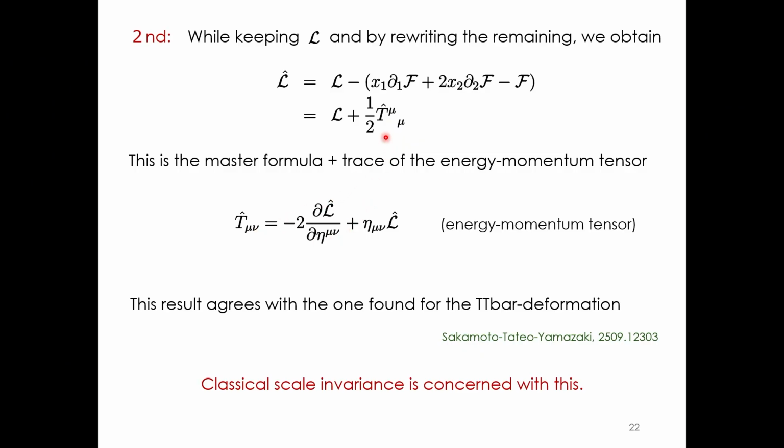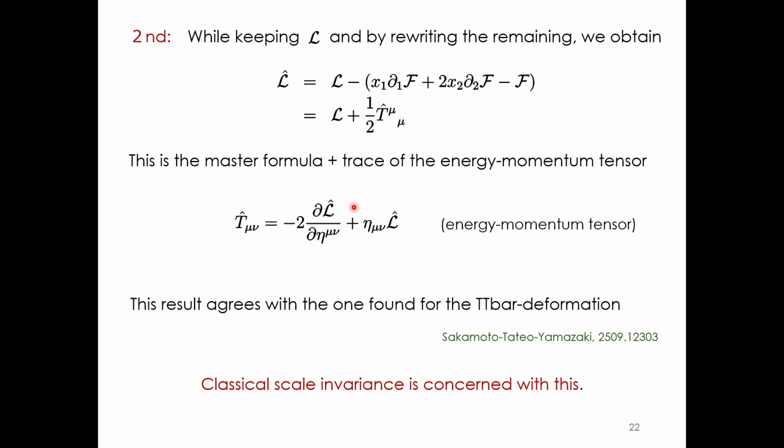And the energy momentum tensor is for the deformed theories, the energy momentum tensor for L hat. Actually, we can compute the expressions of T hat mu nu for this L hat by taking the derivative with respect to the metric. So this is the expression. Anyway, the appearance of the trace of the energy momentum tensor was also pointed out by Sakamoto-kun, Roberto Tateo and Masahito Yamazaki in these papers for the TT bar deformation case.